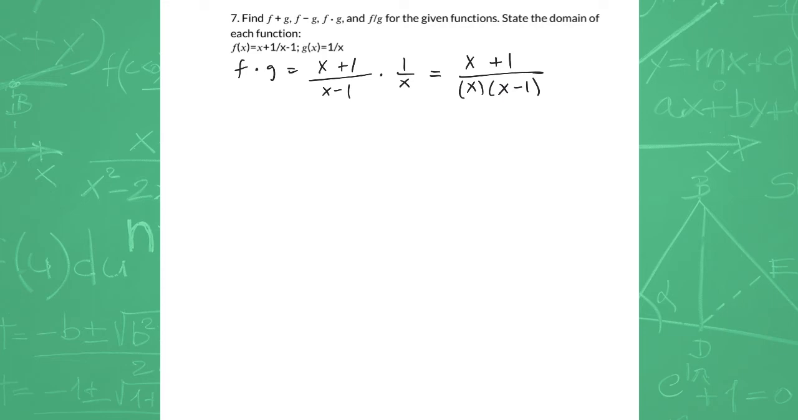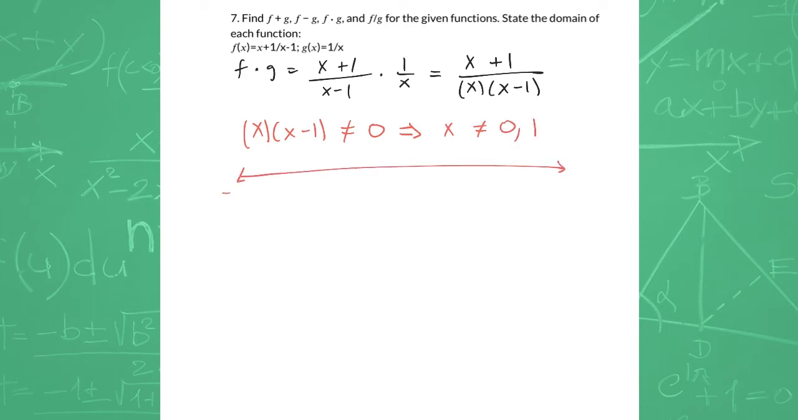Okay? So now that we have that, we can go ahead and move on to finding our domain. We see that our only restriction is that our denominator cannot be equal to 0. So when we solve that expression for x, we see that x cannot be equal to 0 and it cannot be equal to 1.